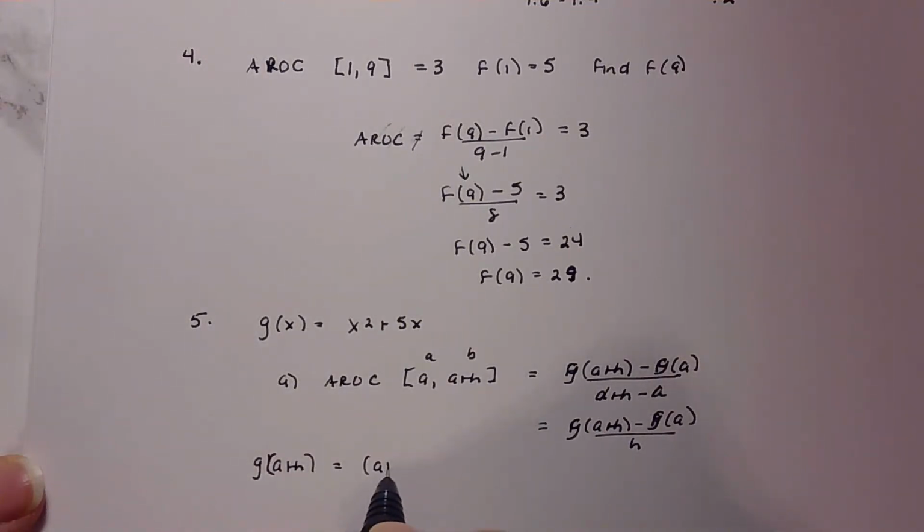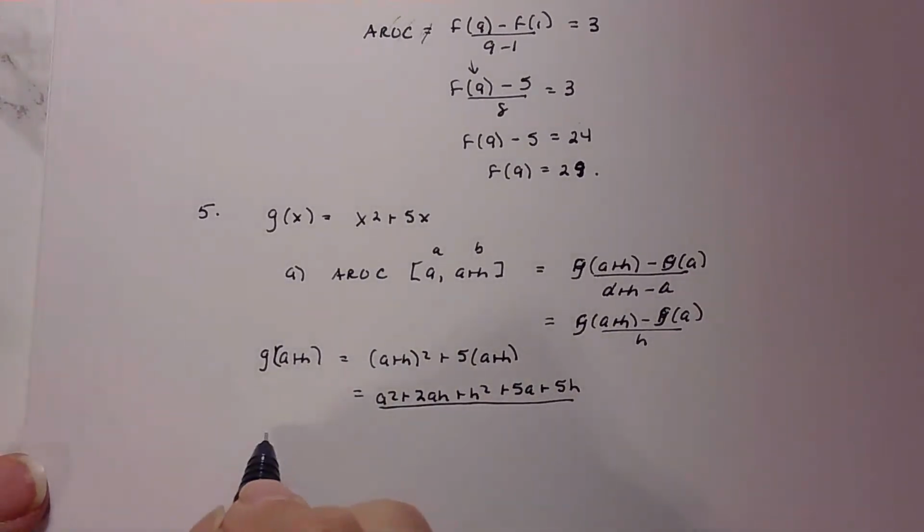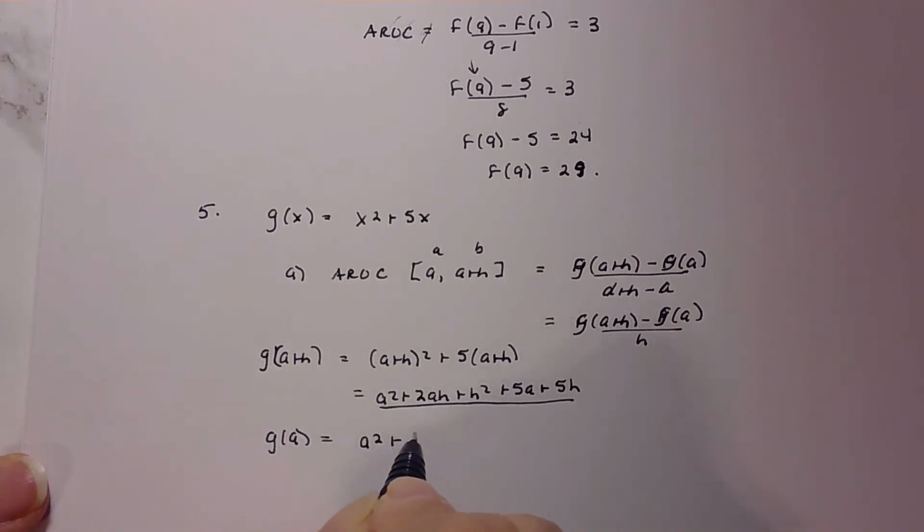is A plus h quantity squared plus 5 times A plus h, which is just A squared plus 2AH plus h squared plus 5A plus 5h. And I cannot simplify that. So now I'm going to compute g of A, which is nice and easy. It's just A squared plus 5A.